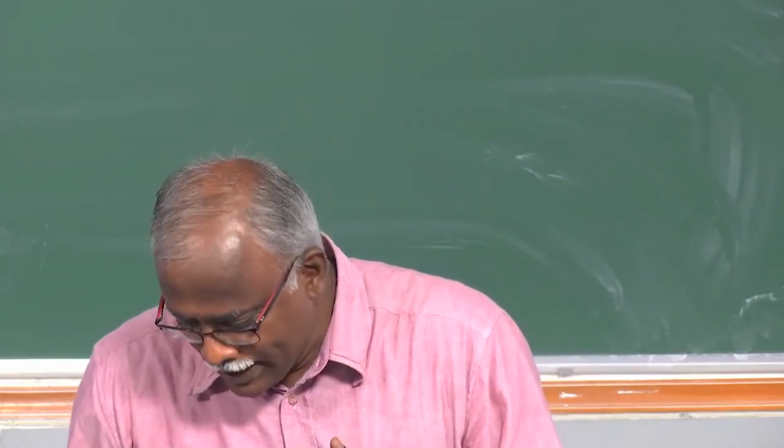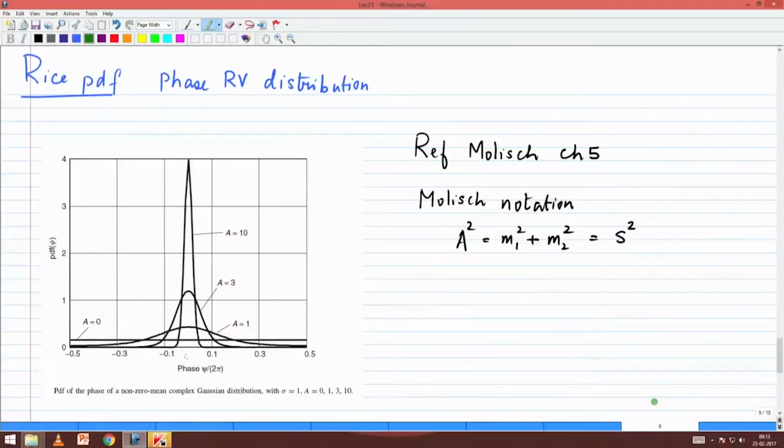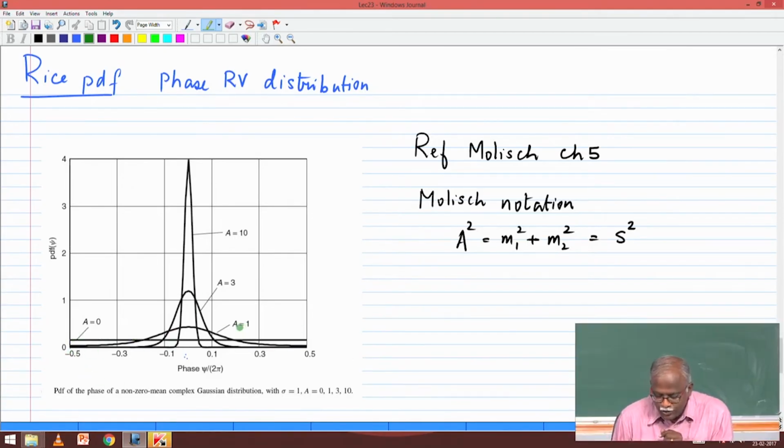Here again, it's very insightful for us to look at the different distributions. A equal to 0, remember A is Molisch's notation for our S squared, A equal to 0 is Rayleigh. Notice that graph is a straight line, a flat phase from minus pi to pi. Then as you increase the value of A, he has taken the line of sight component to have zero phase. If you had chosen it to be 30 degrees, the peak would occur around 30 degrees. So he has chosen it to be 0.